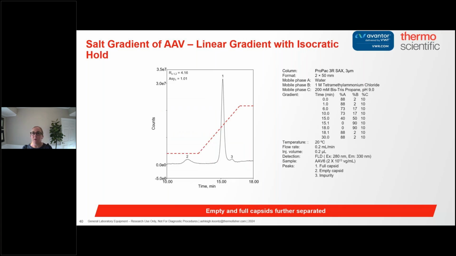Here is what we recommend in terms of a linear gradient with an isocratic hold. You can get even further baseline separation of the empty and full capsids. So make sure that you're considering your gradient profile when you're doing your method development. If you want to achieve better resolution, this is a parameter where you're going to be able to achieve that, based on the gradient hold, and your system volume can certainly be impacted as well.